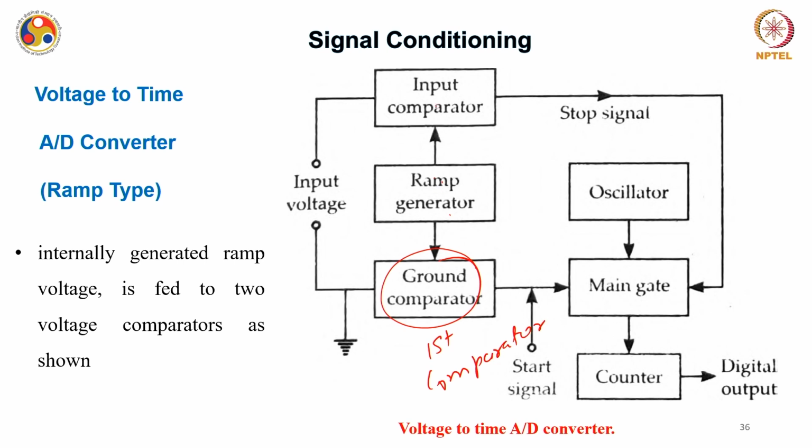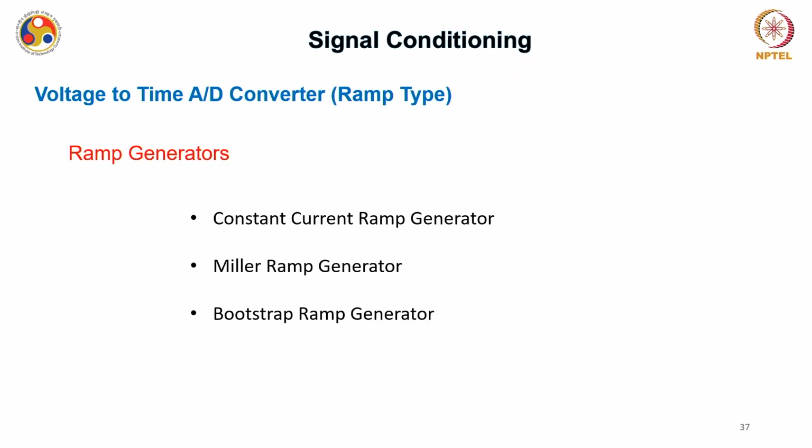Output from this ramp generator is also fed into this input comparator. Let me call it also a second comparator. Then I have an oscillator, main gates, counter and so on. This is the input voltage supplied to the input comparator and the ground comparator. Internally generated ramp voltage is fed to two voltage comparators, as you can see over here.